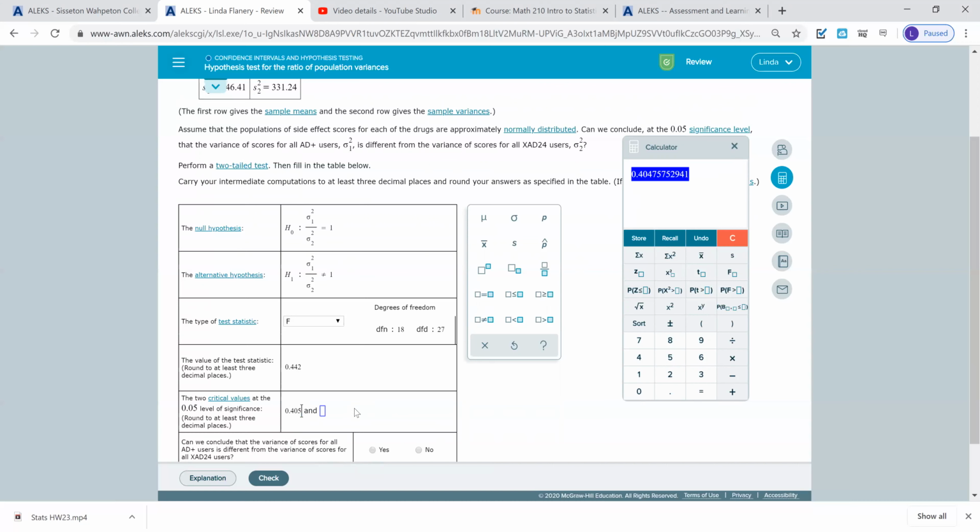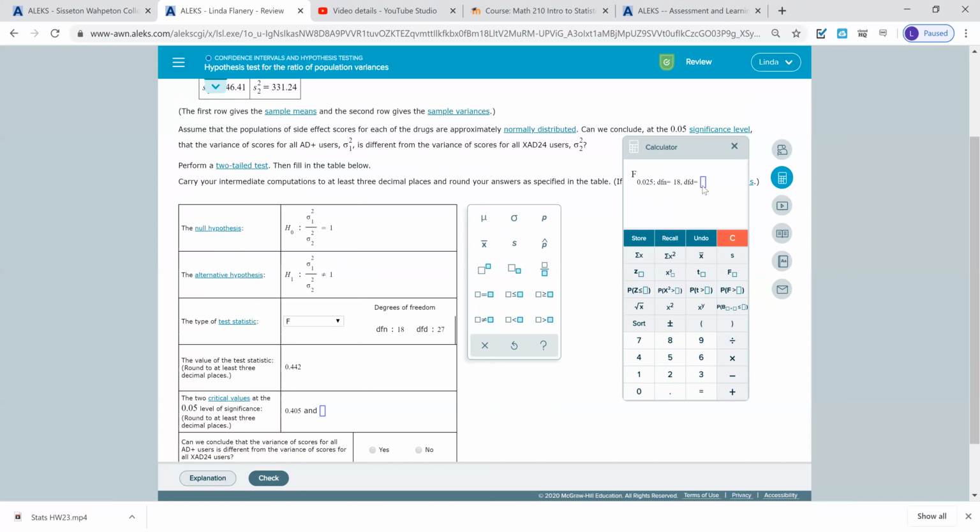Then for the right-tailed test, I'm going to clear that again. Again, I have the 0.05 level of significance, but I had to divide it by 2 since I was doing the two-tailed test. And so for the right-tailed test, I just do that F sub and use my 0.025 in there. Degree of freedom in numerator is 18. The degree of freedom in the denominator is 27. And so when I calculate that, my other critical value is 2.291.